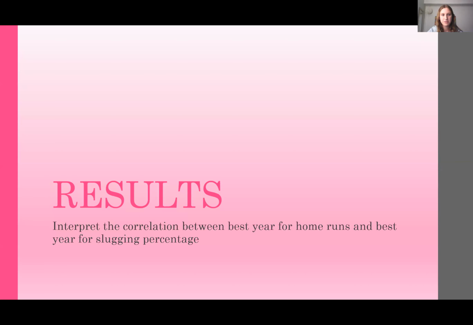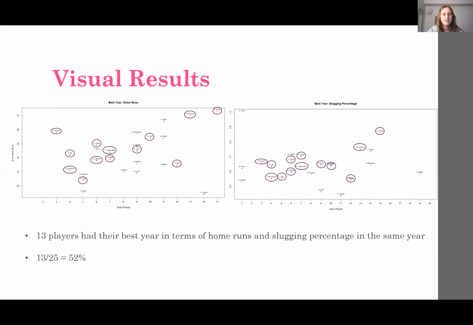So overall, now just looking at the results from that information, we are going to interpret the correlation between the best year for home runs and the best year for slugging percentage in each player's career. Visually, of the 25 players, 13 of them had their best year in terms of home runs and slugging percentage in the same year. I just circled them on the graphs here. That is about 52% of the data set, so definitely over half. This by itself suggests that there is a correlation between success in home runs and success in slugging percentage in their careers.